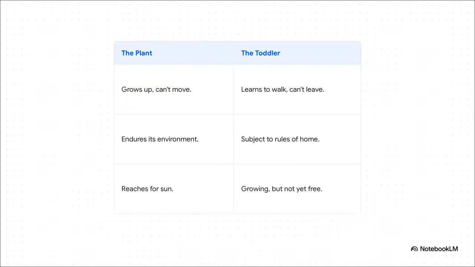And isn't it just impossible to ignore the similarity here? A toddler learns to walk, to explore, but their world is still contained. They are completely subject to the rules of the home, just like a plant is subject to the soil and the weather. They are absolutely growing, but they aren't free, not yet.